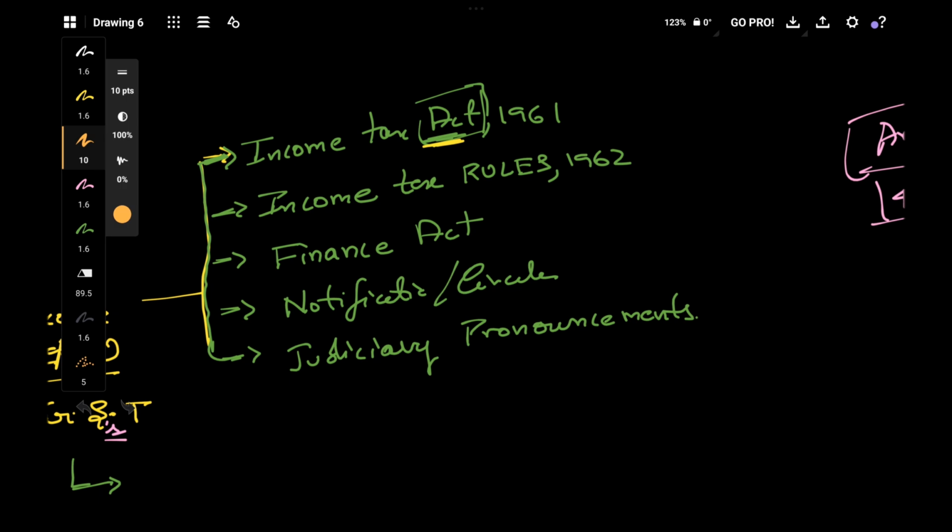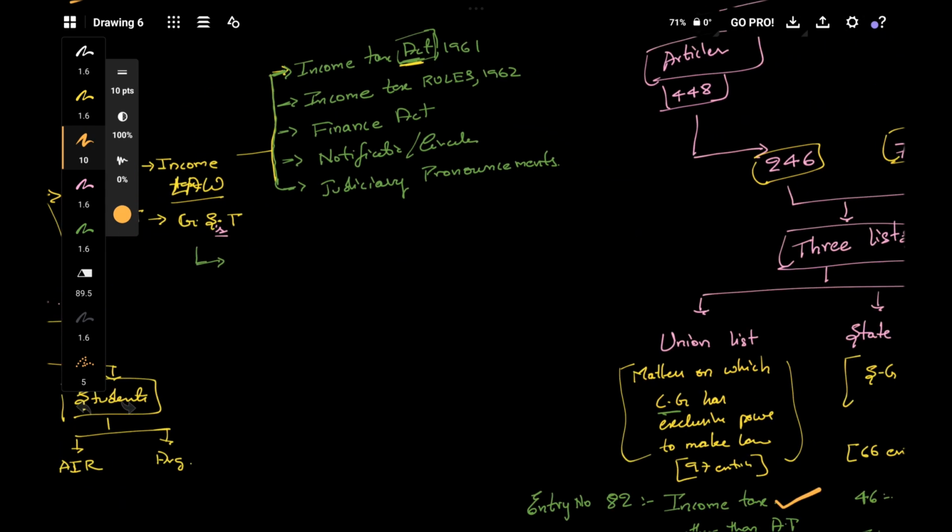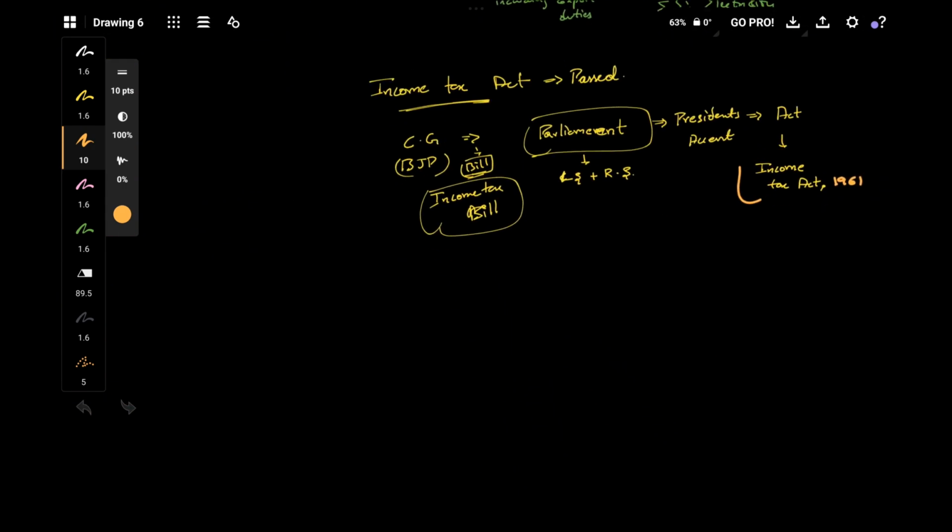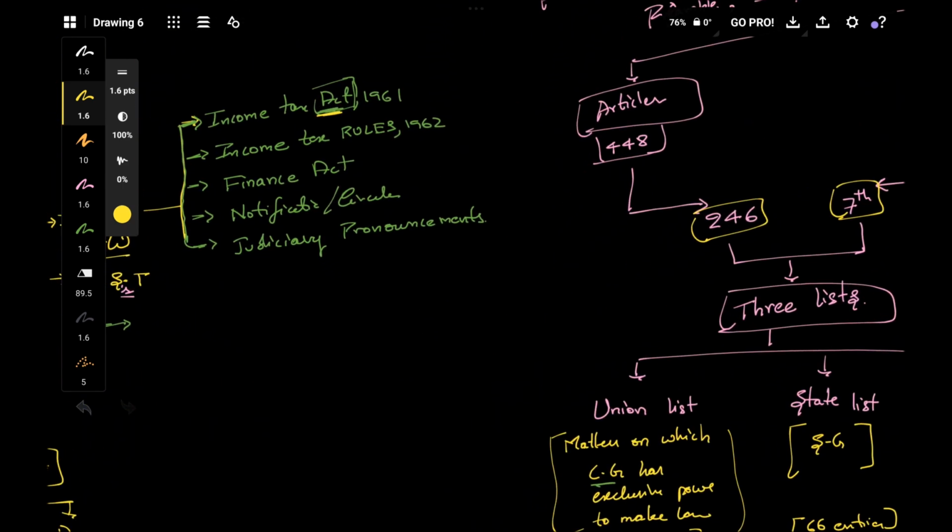I think it can be made clearer than this, but we are done with this. Now let's move to the second thing. What are the Income Tax Rules 1962?